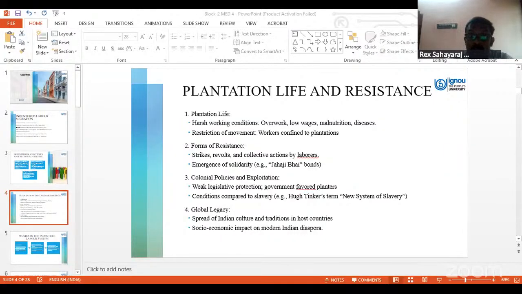And when you see the process of recruitment of laborers, it was long and cumbersome for intending immigrants. Licensed immigration agents were permitted to operate from the erstwhile port cities of Calcutta, Madras, and Bombay. So there were licensed immigration agents.